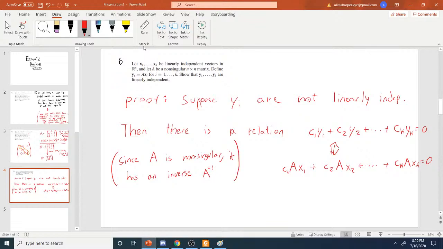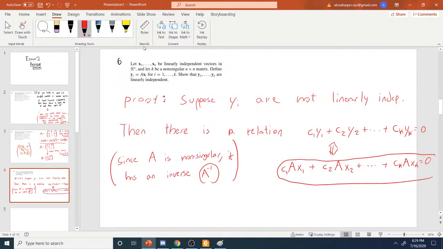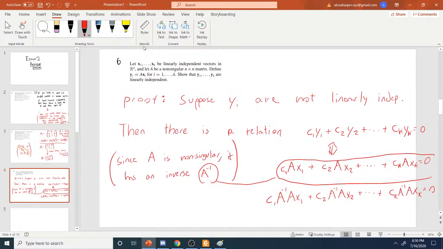Now what I can do is I can take this inverse matrix and multiply it by this relation. If I do that, I'm going to get C1 A inverse times A x1 plus C2 A inverse A x2 plus and so on, up to CK A inverse A xk is equal to 0.